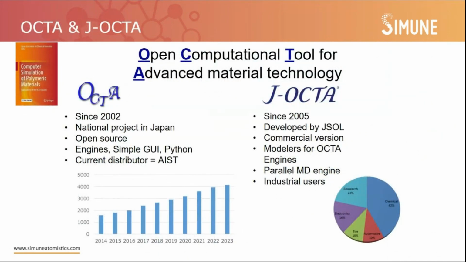Now, it's important to say that J-OCTA is the commercial version of OCTA. OCTA is a national project, an open source initiative started in 2002 in Japan. And since 2005, J-OCTA was developed by J-Sol, and J-OCTA is the commercial version of OCTA. It has a very complete graphical user interface and is directed to industrial users.